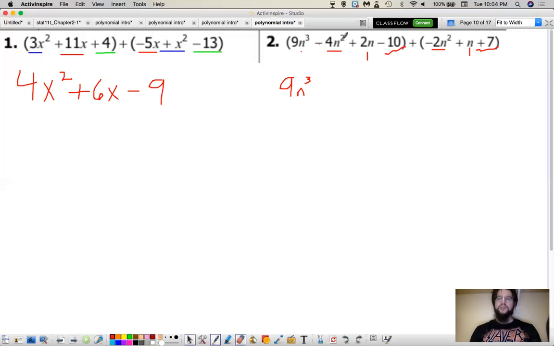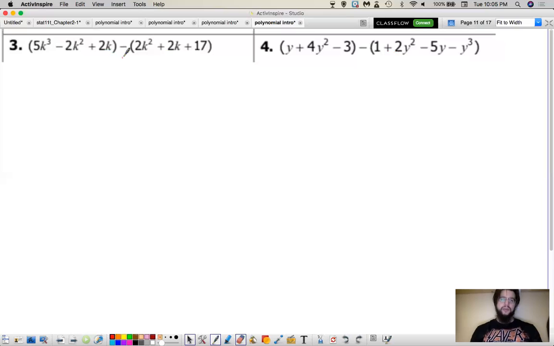A negative 4n squared and a negative 2n squared makes a negative 6n squared. Feel free to use a calculator, and I apologize if I screw up any arithmetic. 2n plus n is 3n. Negative 10 and a positive 7 makes a negative 3. We're in descending order. These are all different terms. We have n cubes, n squareds, n's, and a constant. So yeah, they're all different. Can't do anything with them. Done.